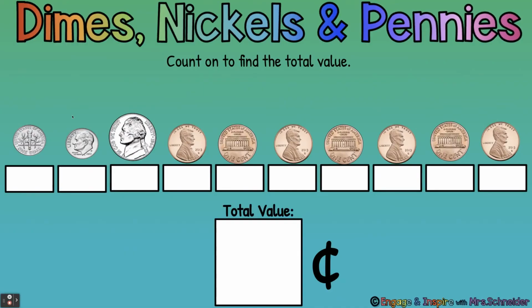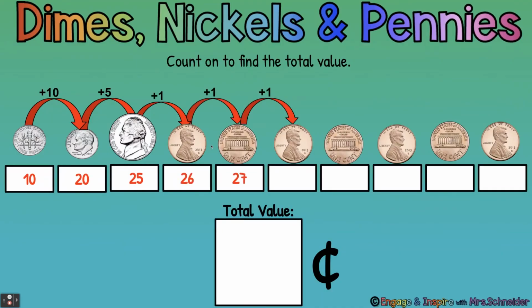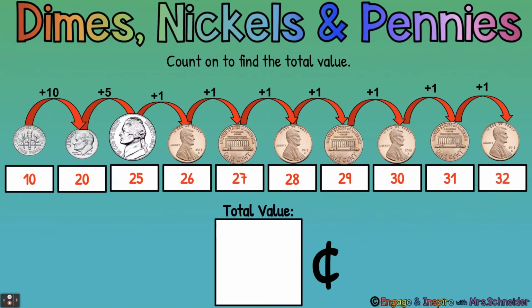Okay, we got a dime, dime, nickel, and seven pennies. Okay, here we go. 10, 20. Okay, what's 20 plus 5? 25. Okay, now we need to count up 1. What's 25 plus 1? 26, 27, 28, 29, 30, 31, 32. The total value of these coins is 32 cents.